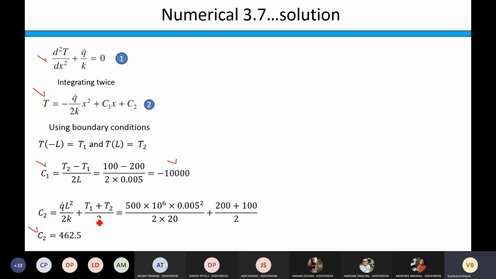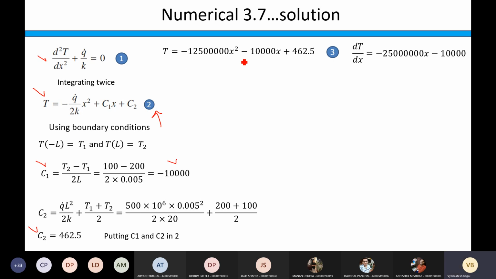Once I know C1 and C2, I am going to put them back in equation 2 and write the temperature distribution equation. This is my temperature distribution equation, showing how the temperature varies with X. It is a quadratic equation. Next, I need the temperature gradient, so I am differentiating this with respect to X. So dT by dx will be like this.